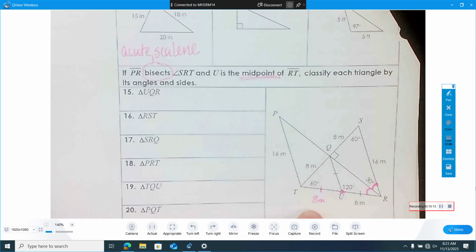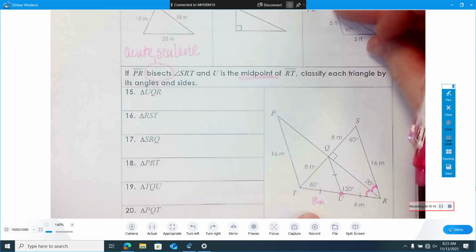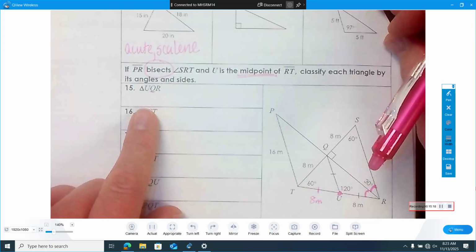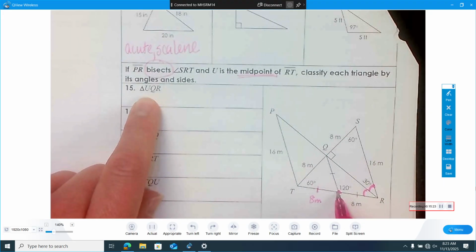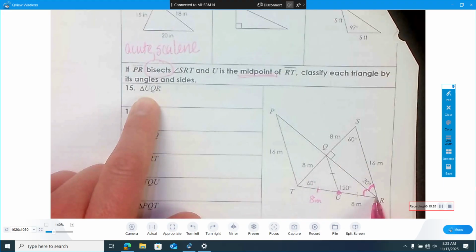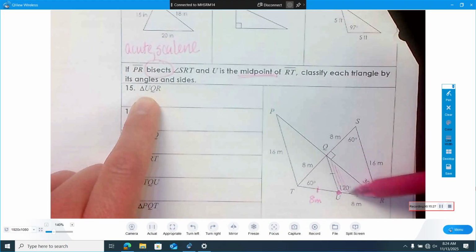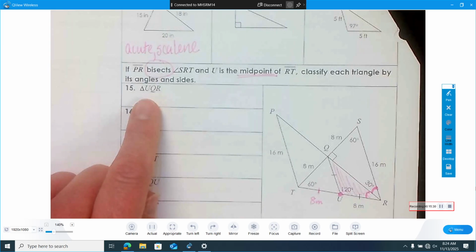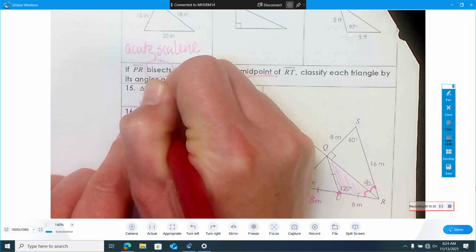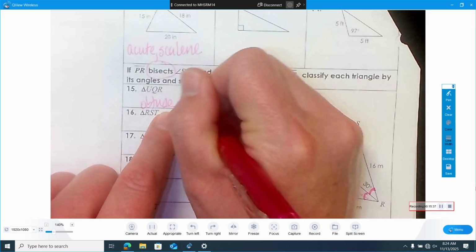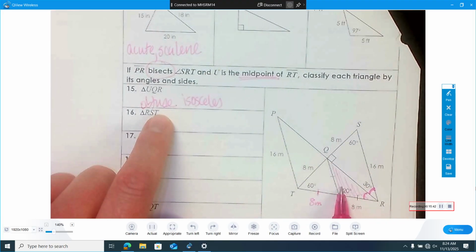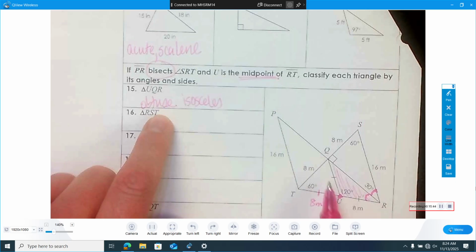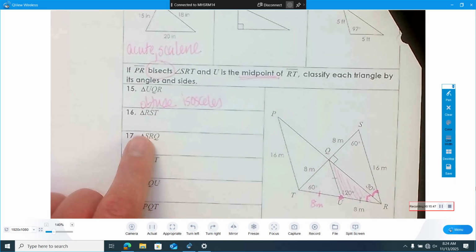All right, so now that we have the extra information there, we're going to classify each triangle by its angles and sides. So triangle UQR is this triangle right here. Tell me about that pink triangle. Isosceles, very good. Obtuse, isosceles. We have an obtuse angle here bigger than 90 degrees, 2 congruent sides. Beautiful.